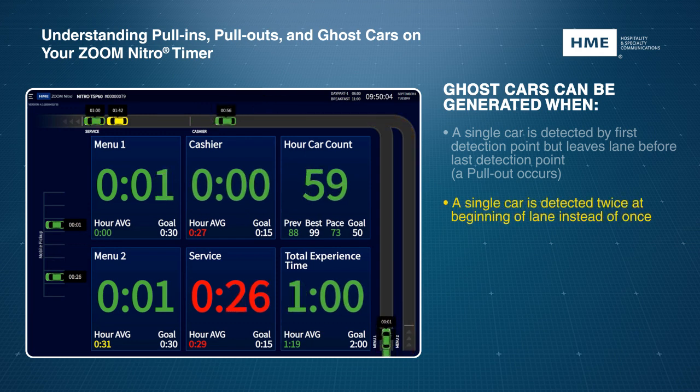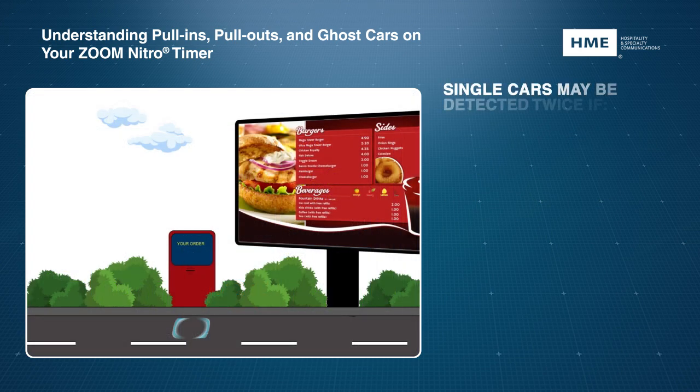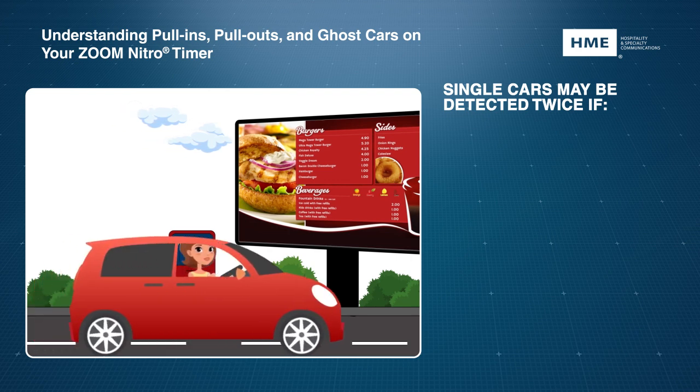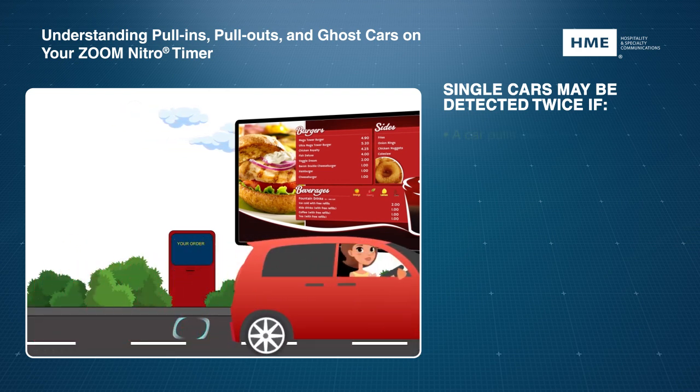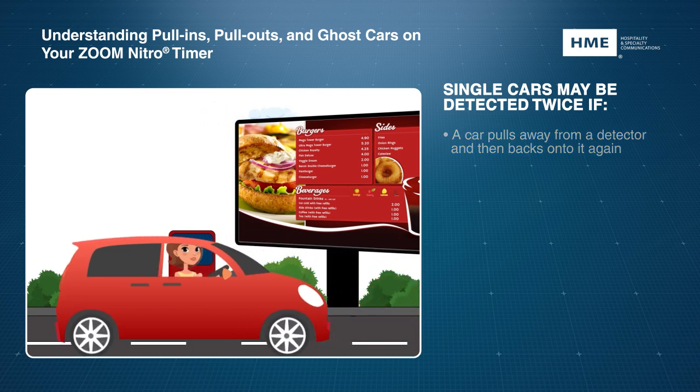A single car is inadvertently detected twice at the beginning of the lane instead of once. There are several reasons why a single car may be inadvertently detected twice at the beginning of the lane. For example, a car pulls away from a detector and then backs onto it again. This can happen if a menu is configured too far forward from the speaker post, or if a car drives too far over the loop.